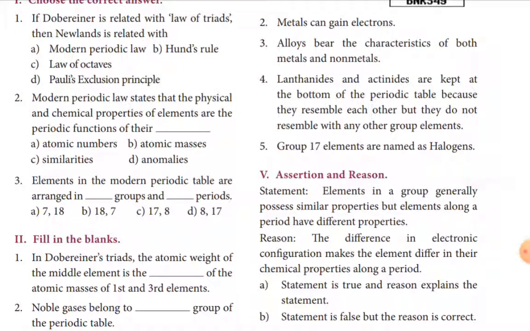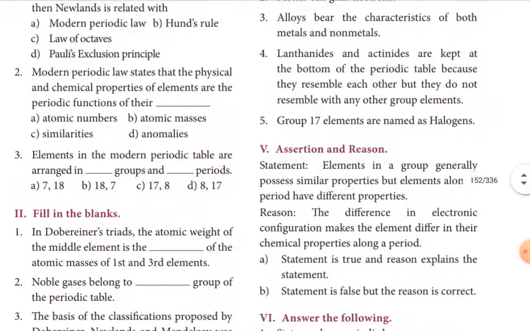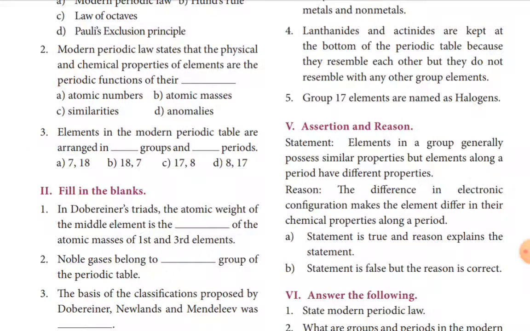Statement: elements in a group generally possess similar properties, but elements along a period have different properties. Reason: the difference in electronic configuration makes the elements differ in their chemical properties along a period. So this statement is true, and the reason also explains the statement. Correct statement, that is option A.